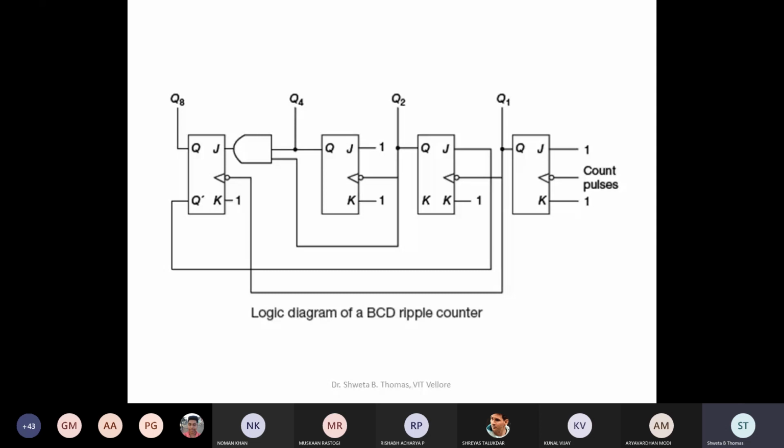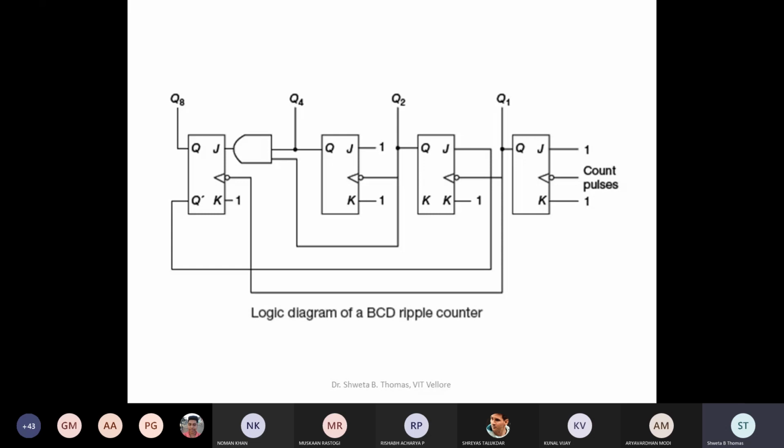Before going to the operation, we should be aware of the working principle of JK flip-flop. When it is 00, that means there is no change. If J is 1, K is 0, it is set. When J is 0, K is 1, it is reset. When both are 1, it means complement. It will show the complement value.